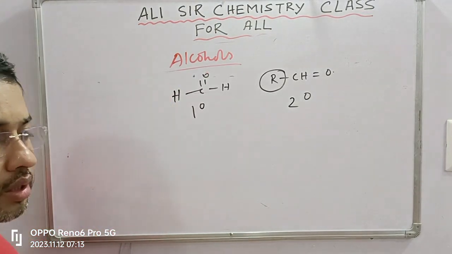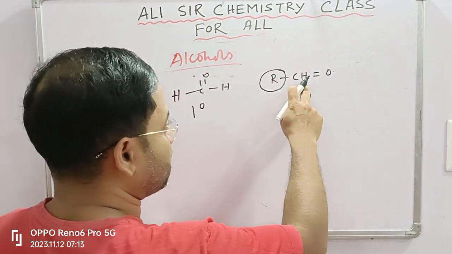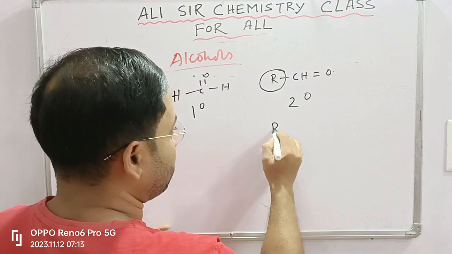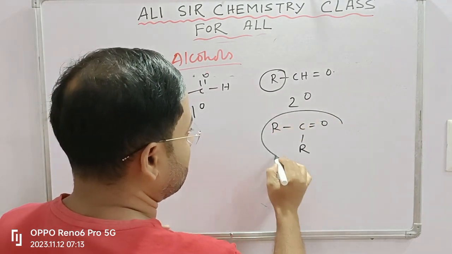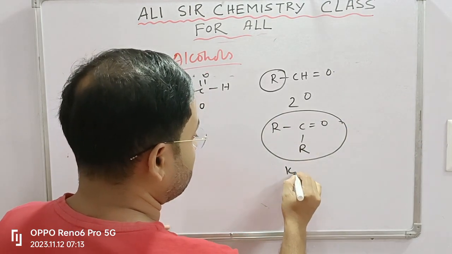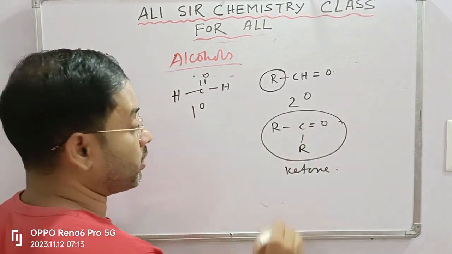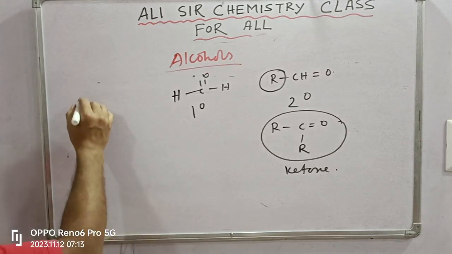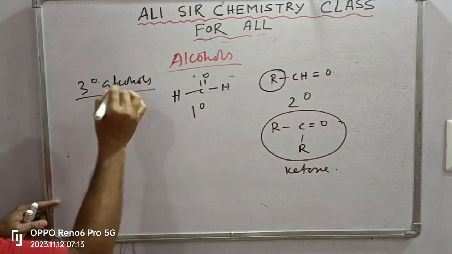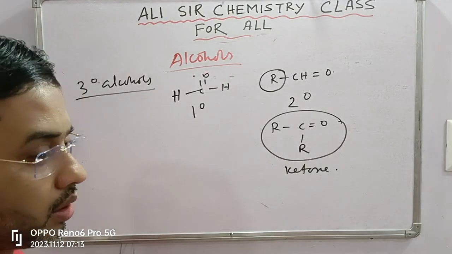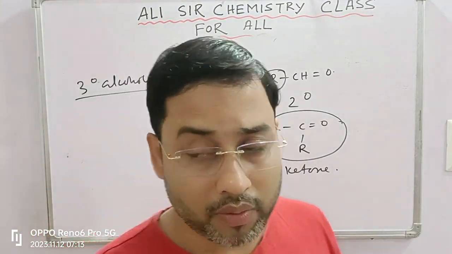Now, according to the concept, you can say this H has to be replaced to prepare a tertiary alcohol. So the starting material from the carbonyl part will be a ketone for the preparation of 3-degree alcohols. So what will be our approach?